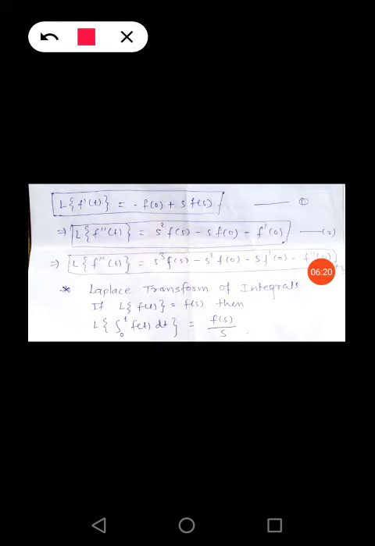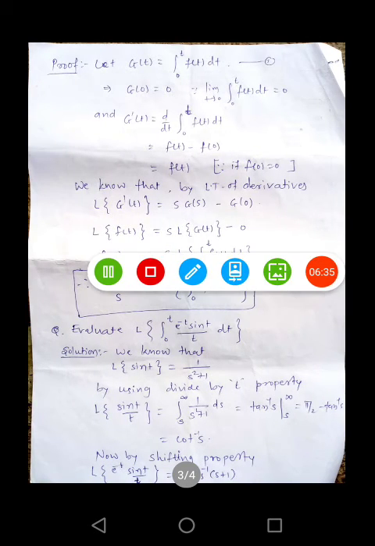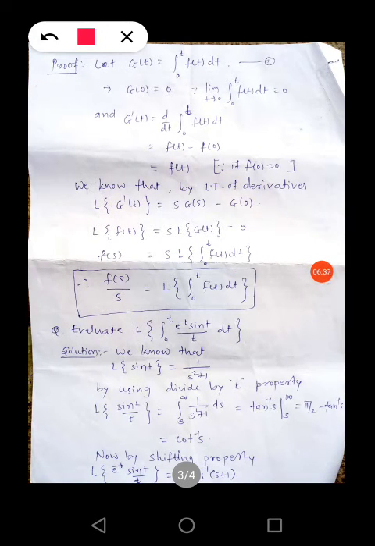Kindly see the statement of this property. If Laplace of f of t is equal to F of s, then Laplace of integral 0 to t f of t dt is equal to F of s divided by s. Okay. So we are going to see the proof of this property, and then will follow one question.